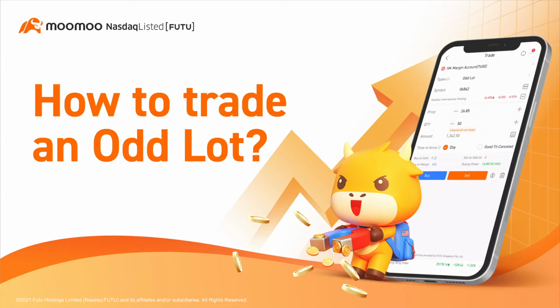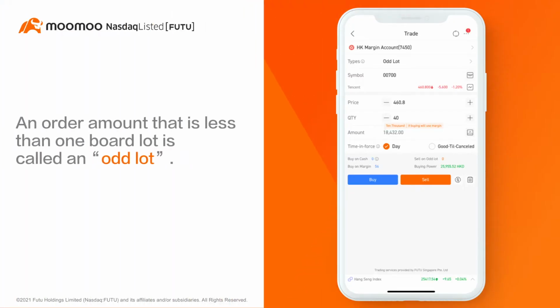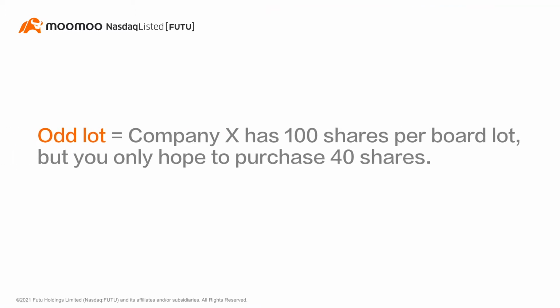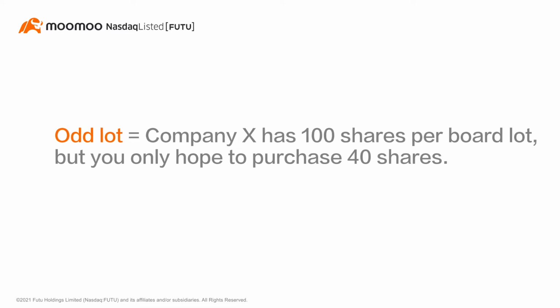In the Hong Kong stock market, a stock order comprising less than one board lot of a stock is commonly known as an odd lot. For instance, Company X has 100 shares per board lot, but you only hope to purchase 40 shares. Then, this order is considered an odd lot.